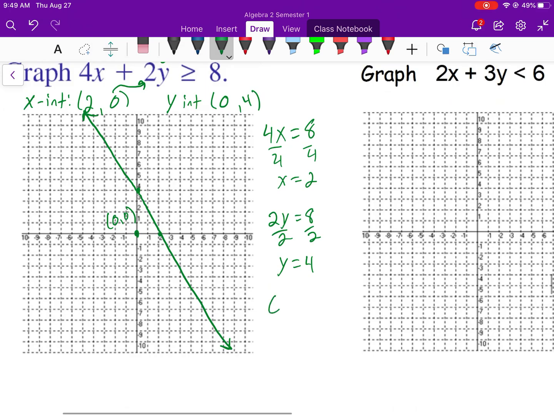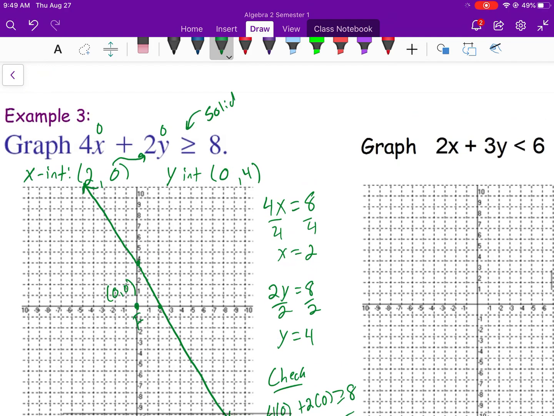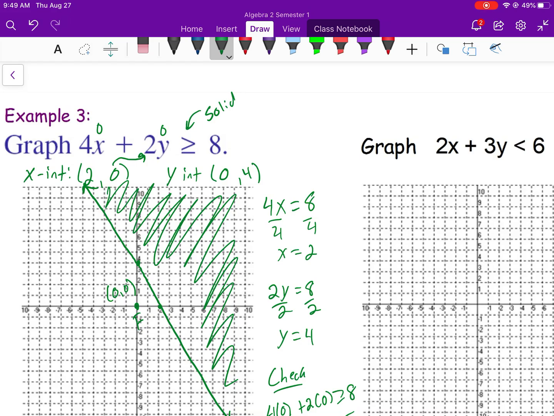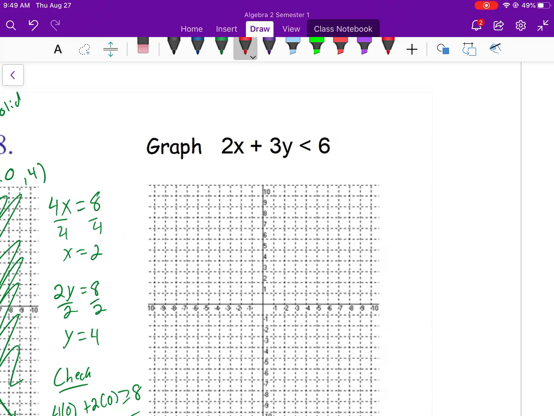With our check, so let's say 4 times 0 plus 2 times 0 is greater than or equal to 8. What happens, that left side? It's just 0. Is 0 greater than or equal to 8? No, that is false. So since it is false there, the other side is where my true statements will happen. Okay, so again, finding that x and y intercept.